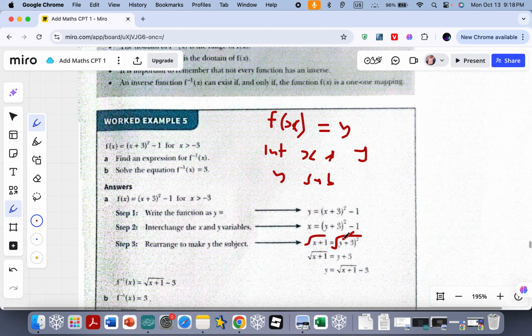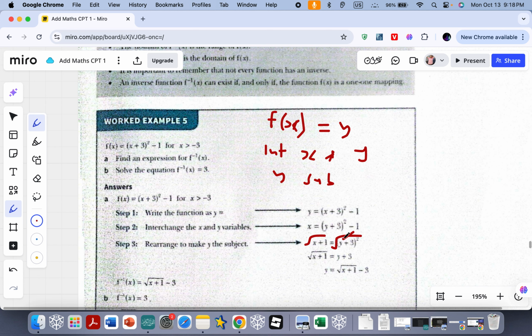Then you move this 3 to meet the 3 on the right. It becomes plus 3, so it becomes 3 plus 3, which is 6. And then you have root x plus 1 square root. To remove the square root, you square both sides. If you have square root, to remove it, you square. If you have square, to remove the square, you take the root of both sides. It's vice versa. If you have square root and you want to remove it, you square both sides.